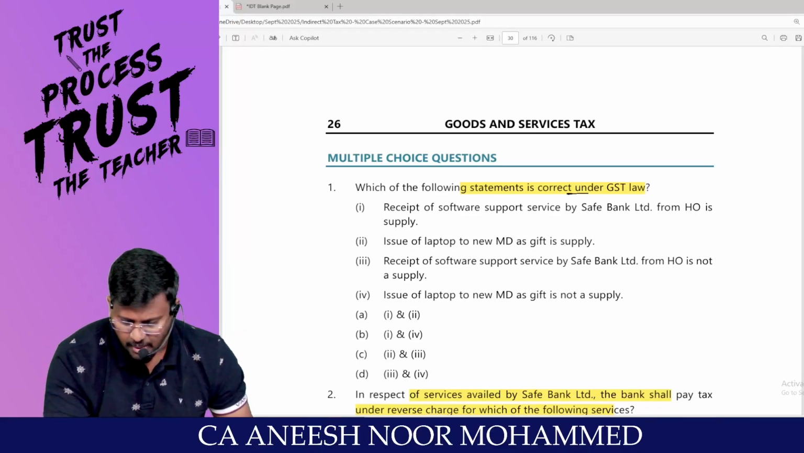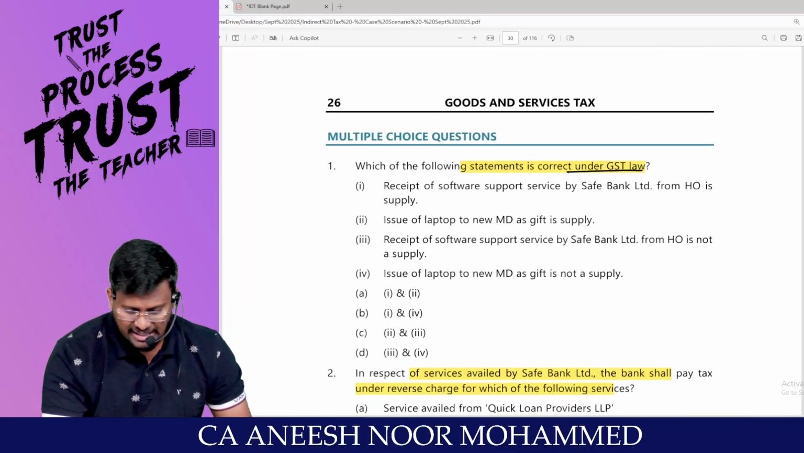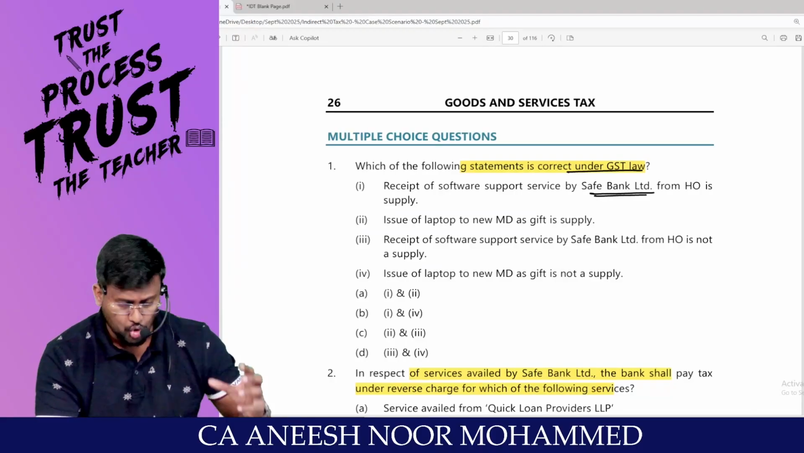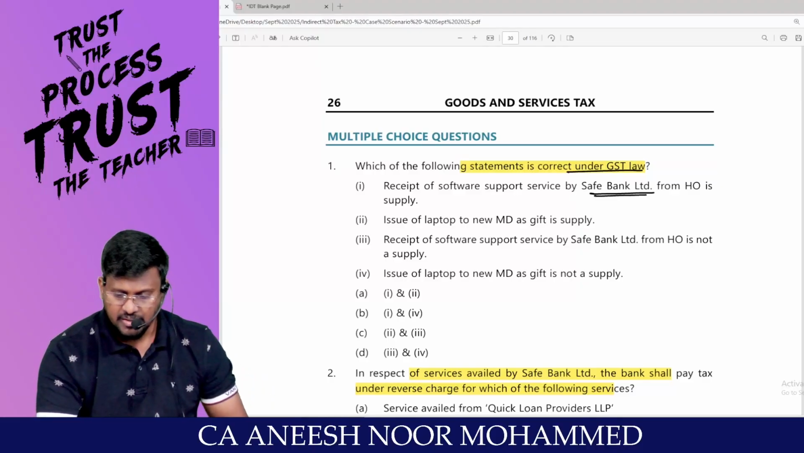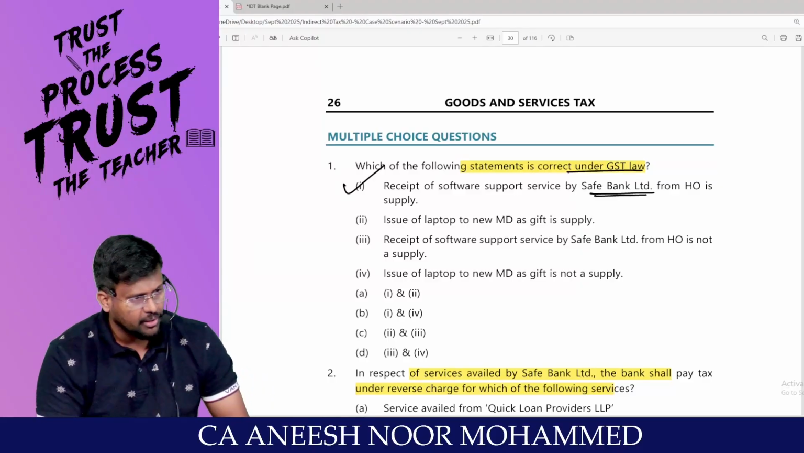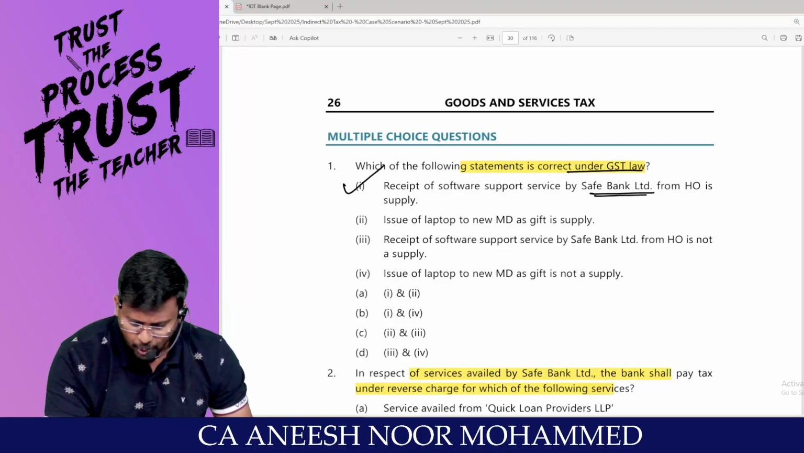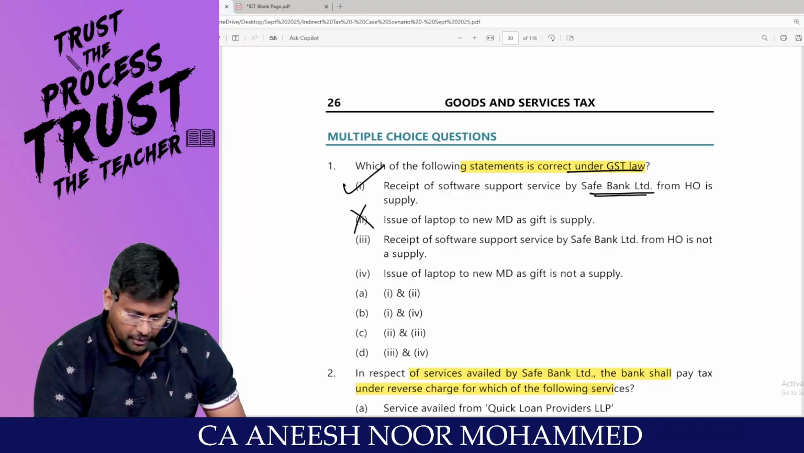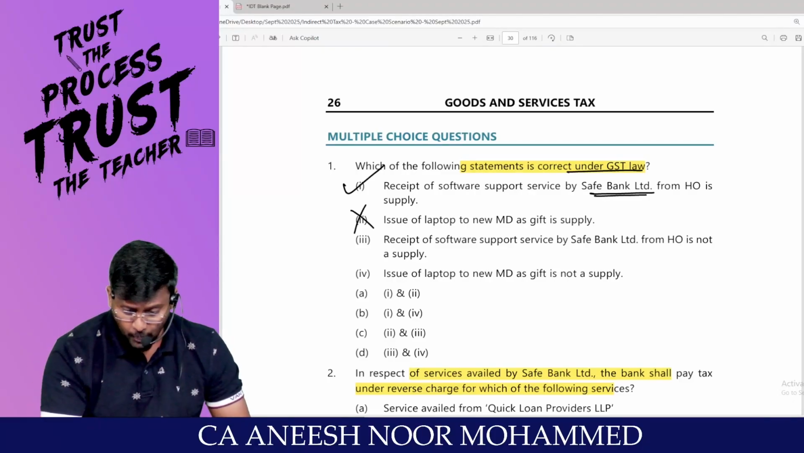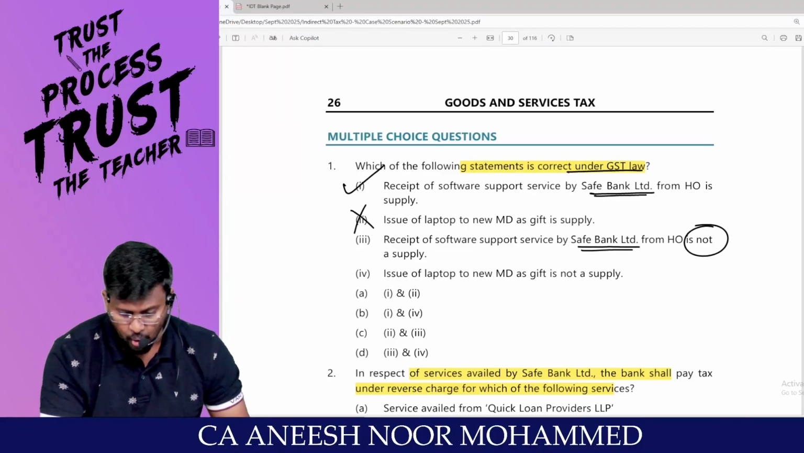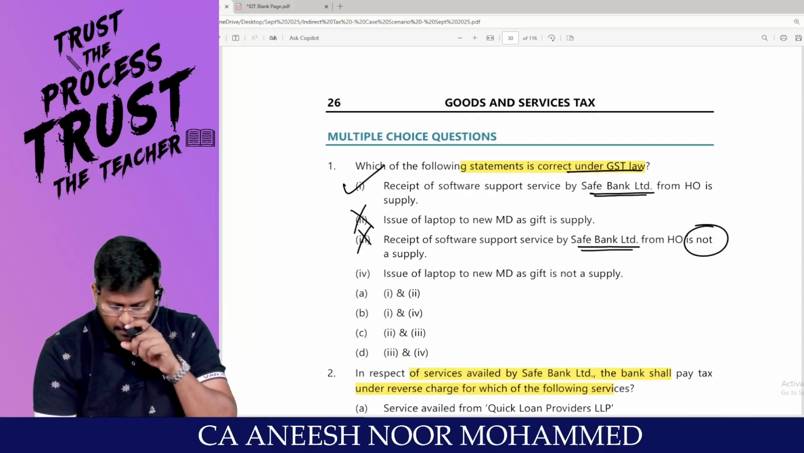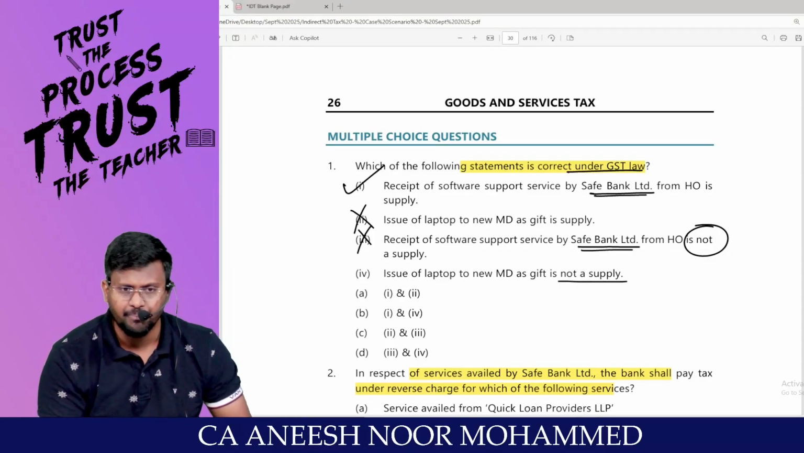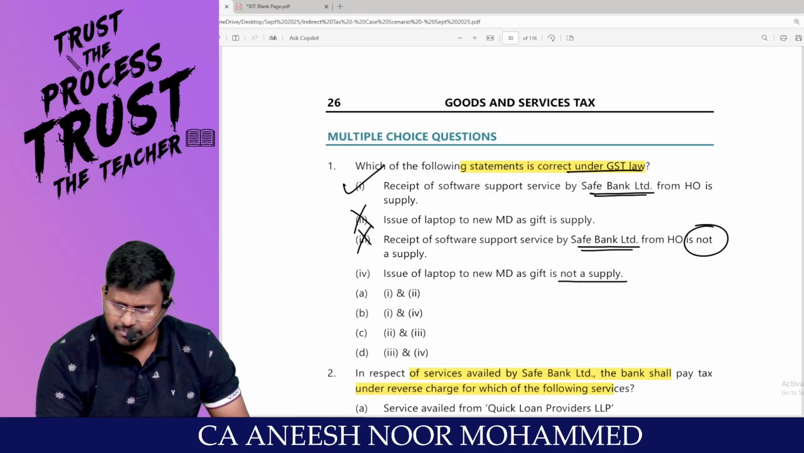Which of the following statements is correct under GST law? Receipt of software support service by Safe Bank Limited from HO is a supply. Issue of laptop to MD as gift is a supply. No, sir, because the gift amount does not exceed 50,000. Receipt of software support service by Safe Bank from HO is not a supply. Wrong, sir, it is a supply. Issue of laptop to new MD as gift is not a supply. Yes, sir, it is not a supply.